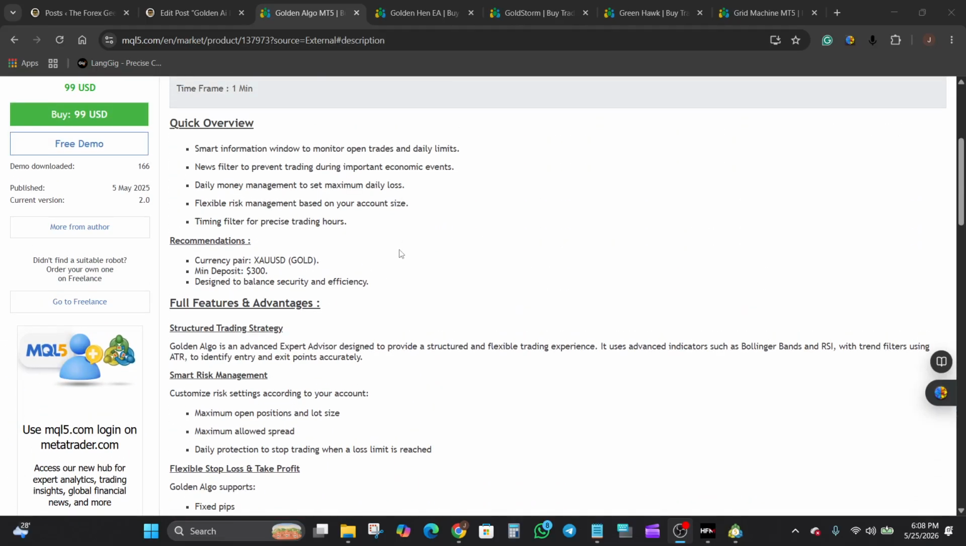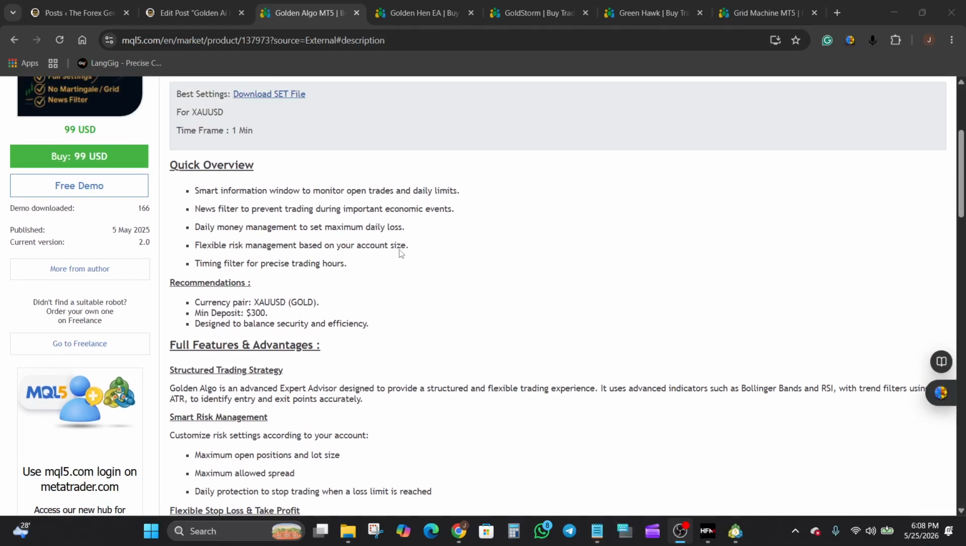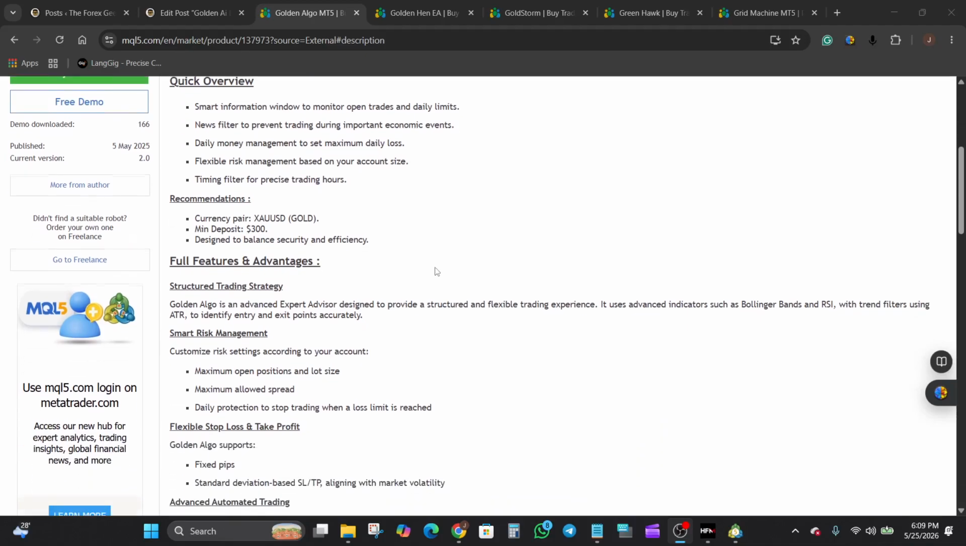Now, one of the first features mentioned is a smart information window. This is basically a dashboard that allows you to monitor open trades and daily limits directly on the chart, which helps keep track of performance without needing to manually check everything in the terminal. It also includes a news filter, which is designed to avoid trading during high impact economic events. That is important because it helps reduce exposure during volatile news periods where spreads and price movements can become unpredictable.